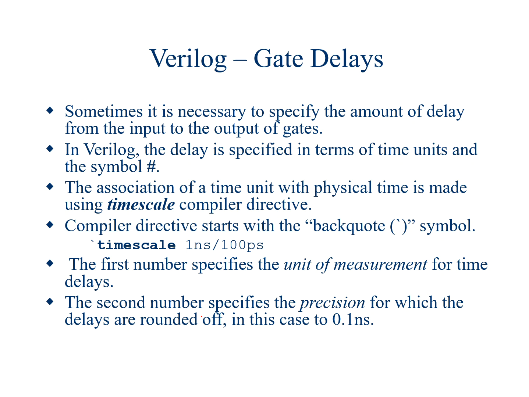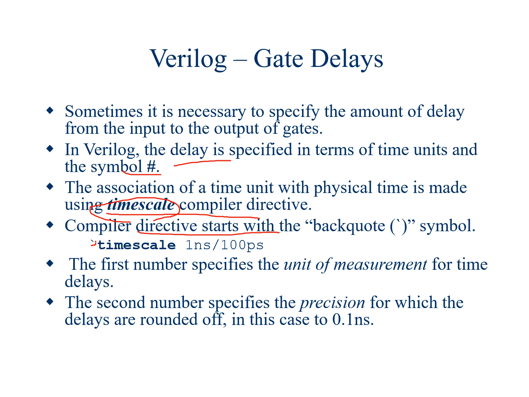And next, you can give the gate delays in your Verilog. In Verilog, the delay is specified in terms of time units and the symbol hash. The association of your time unit with physical time is made using the timescale compiler directive. See how it can be given. The compiler directive starts with the backtick symbol.